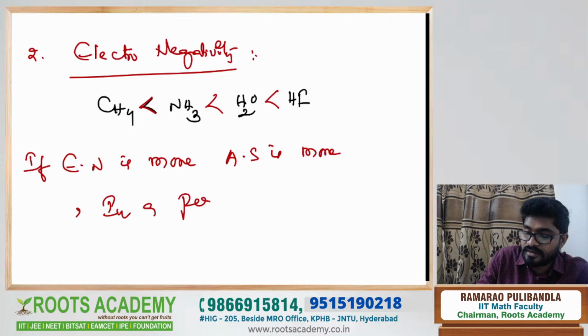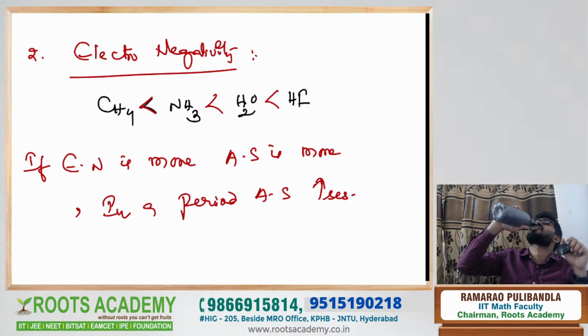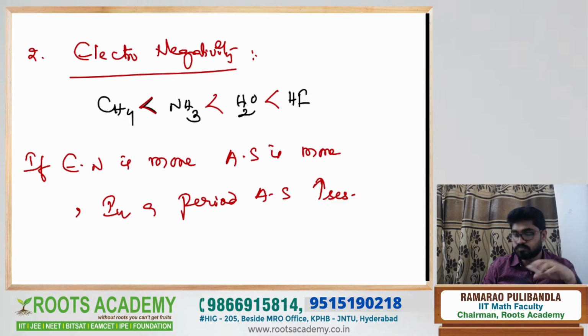So in a period, write this statement also. In a period means guys left to right, acidic strength increases. In a group also acidic strength increases because of bond energy. In period also acidic strength increases because of electronegativity. Remember this point carefully. Either in a group or in period for hydrides, acidic strength increases. For hydrides, you remember that point. We should not apply it for oxides also. Oxides are different.